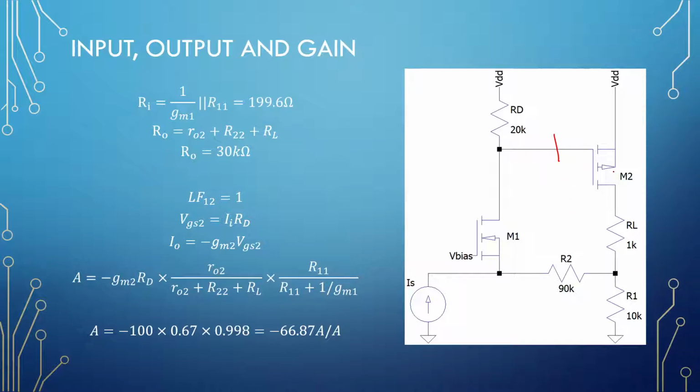If this was a BJT, there will be a loading factor that you need to take into account here as well, and it needs to be multiplied in this final gain equation right here. But let's have a look at our two amplifiers separately.